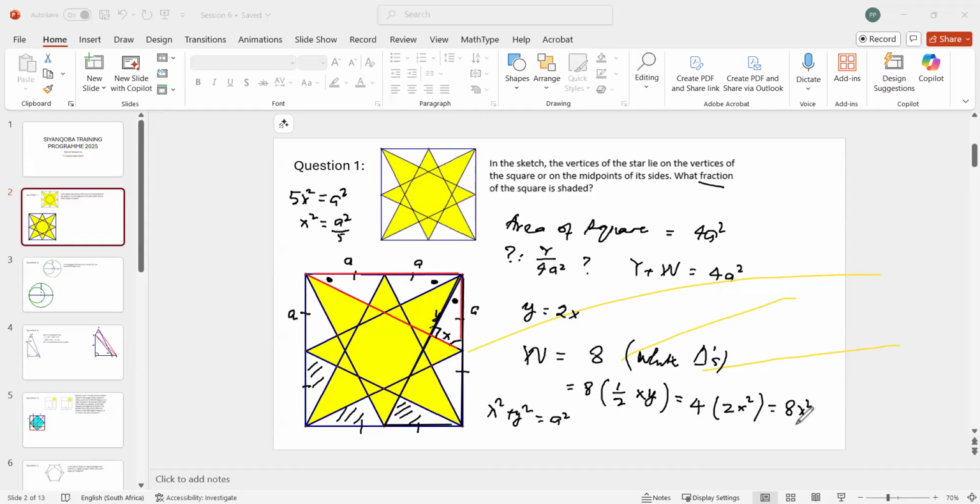All right, so that tells me that the white part is 8X squared, which is 8A squared over 5. I'll put everything in terms of A.